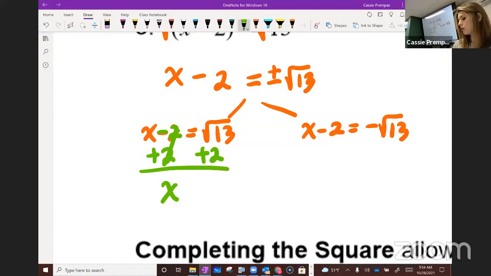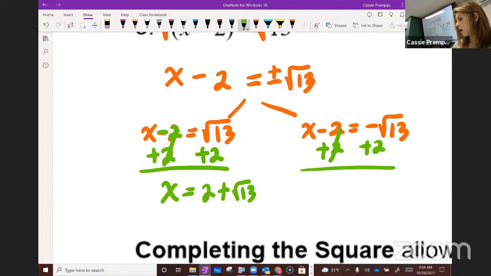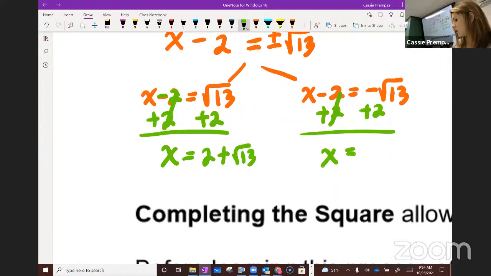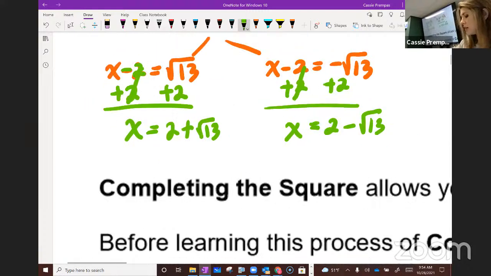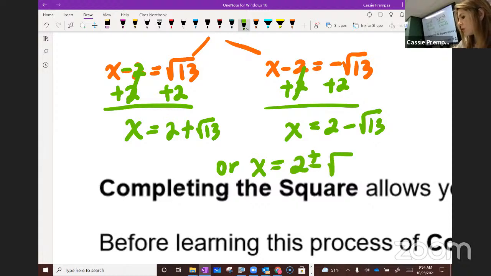Are 2 and square root 13 like terms? No, so I just call it 2 plus root 13. If I look at the second equation, same thing, add 2. Are 2 and negative root 13 like terms? No, so I'm just going to leave it as 2 minus root 13. The other way to express this set of solutions is to say that x is equal to 2 plus or minus square root of 13.